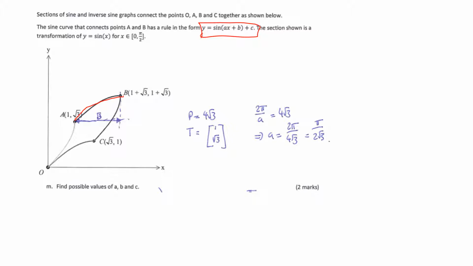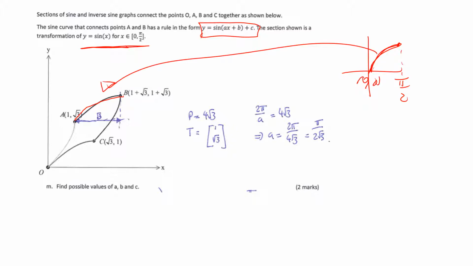So you can see that there's been no dilation from the x-axis, but it has been dilated, stretched from the y-axis, and it's also been translated. And you're told that it's a transformation of basically the first part of the sine curve from 0 to pi on 2. So there's pi on 2, it starts at 0, 0, so it's a transformation of that curve leading to the curve that you see before you. So we need to find what those values of A, B, and C are for that to be possible.